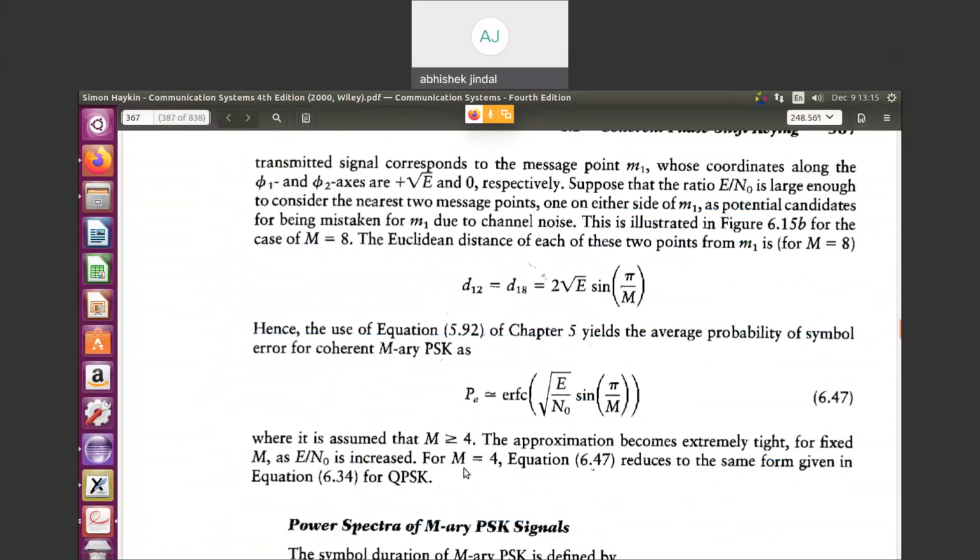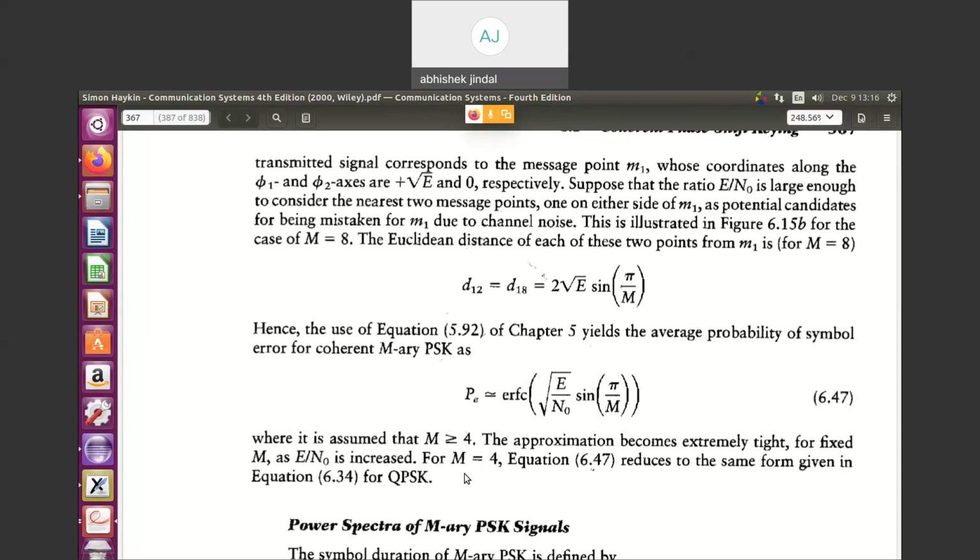Now they have written that the approximation becomes extremely tight for fixed M as E by N naught is increased. I don't think that in the laboratory we had given this exercise, or if at all you have just compared the performance there, then you must know it. But I don't think that I gave any exercise on MPSK. Mostly the exercises were on QPSK and BPSK. QAM there might have been one exercise, I don't remember, but QAM we have not covered in the lectures because we didn't find enough time.